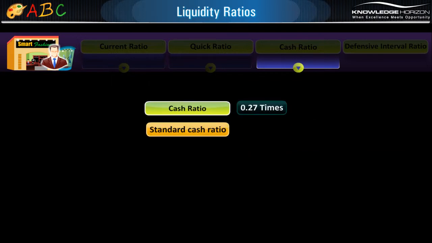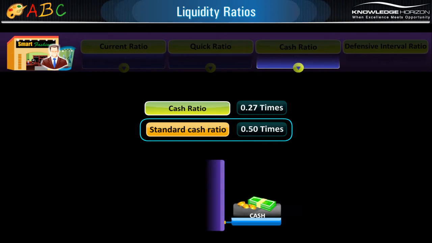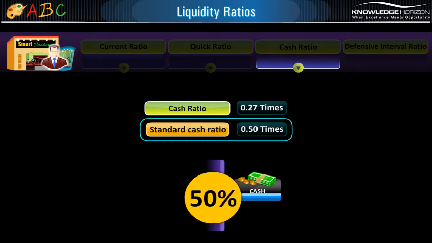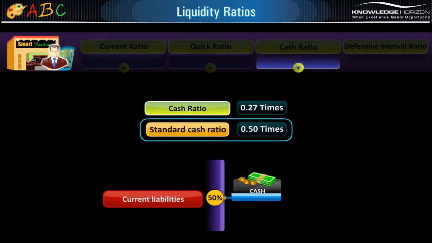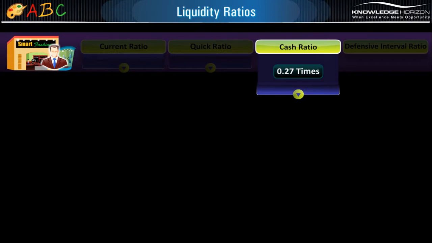TED finds that the standard cash ratio in the garment industry is 0.50 times. That is, one should have cash and cash equivalents to the extent of 50% of the current liabilities. The cash ratio of Smart Fashions is much lower than that of the industry standard. Let us see now how TED can improve the cash ratio of Smart Fashions.